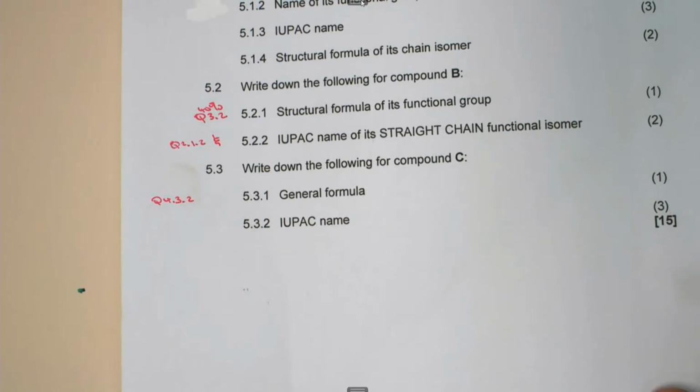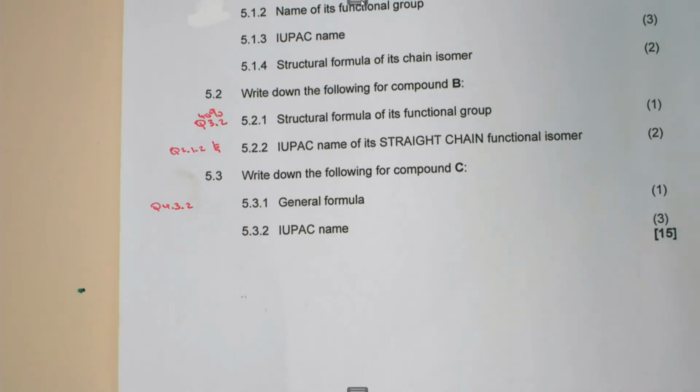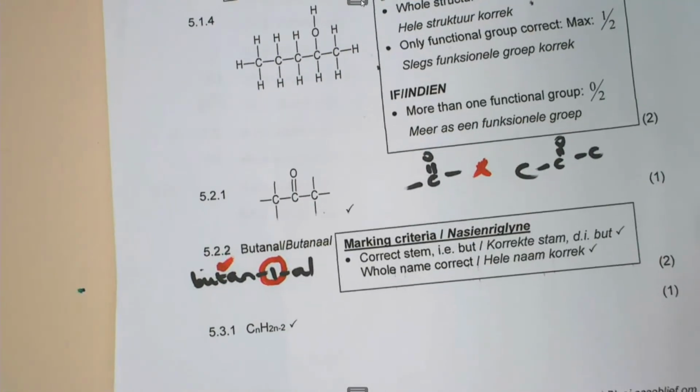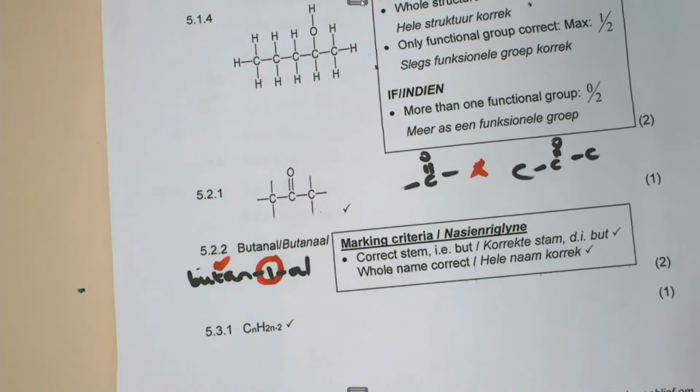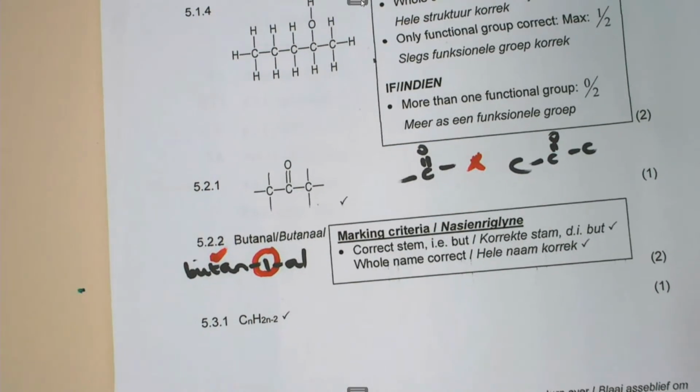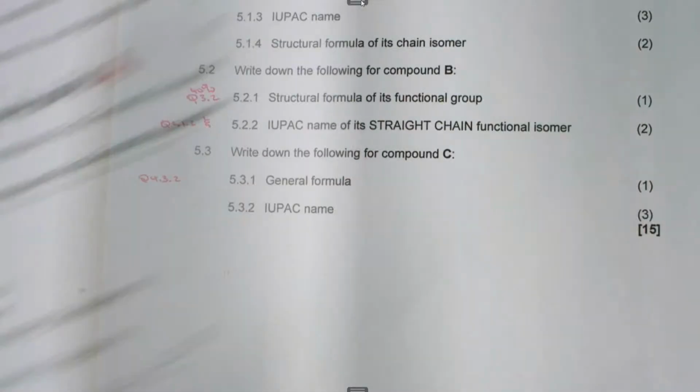The general formula. Also in the internal moderators report, there was a warning that learners confused the general formula, the structural formula, as well as the molecular formula. So let us ensure that the learners know the differences. Now, the general formula of compound C there is CnH2n minus 2, since it is an alkyne. So CnH2n minus 2. That's the only correct general formula there.